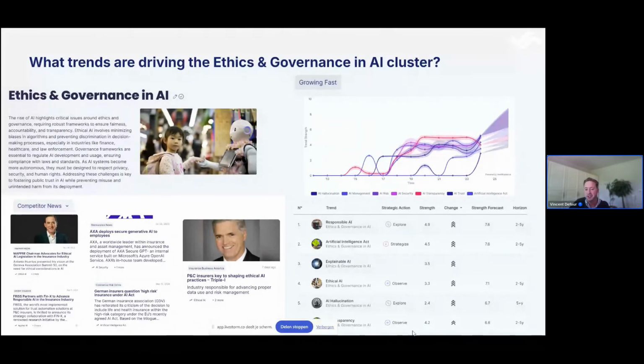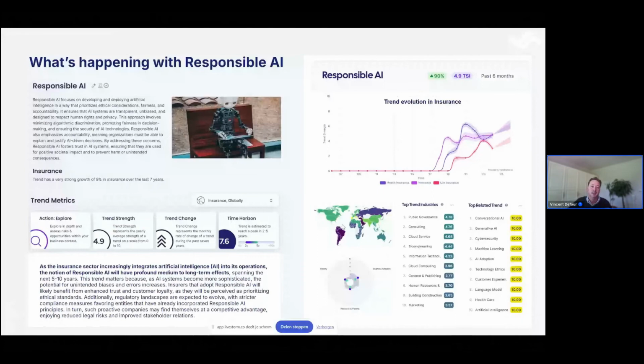And then you can actually highlight a couple of these drivers that make up why ethics and governance in AI is more of an important theme to assess in the next coming years. And then equally, like I just showed you, you can zoom in onto one of these trends, build a similar slide where you say, okay, responsible AI, this is the data-driven scoring. This is why these trends matter to us.